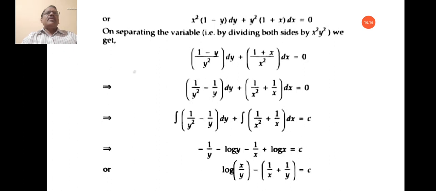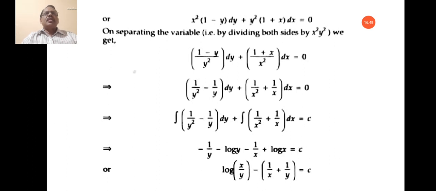On separating the variables, so (1 minus y) divided by y square, that is, divide the equation by x square y square. So (1 minus y) by y square dy plus (1 plus x) by x square dx is equal to 0, or (1 by y square minus 1 by y) dy plus (1 by x square plus 1 by x) dx equal to 0. So integrate on both sides.